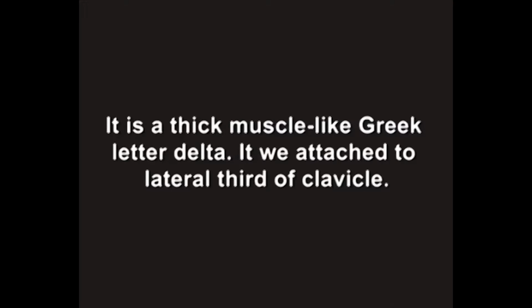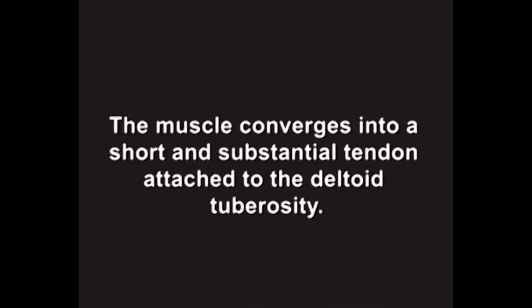Deltoid muscle. It is a thick muscle like the Greek letter delta. From its attachment to the lateral third of the clavicle, the muscle converges into a short and substantial tendon attached to the deltoid tuberosity. Nerve supply is from the axillary nerve, C5 and C6. The muscle is able to act in part or as a whole. Anterior fibers cooperate with pectoralis major in drawing the arm forward. Posterior fibers draw the arm backwards.